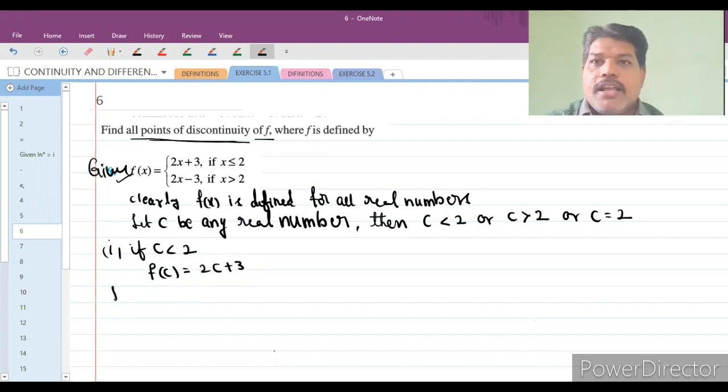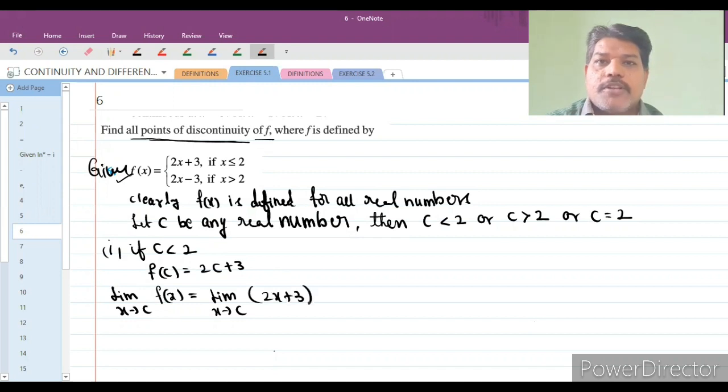So similarly, I will take the limit as x tends to c of f of x. For c less than 2, the f of x value will become 2x plus 3. Just replace that c value here. What we will get is nothing but 2c plus 3.